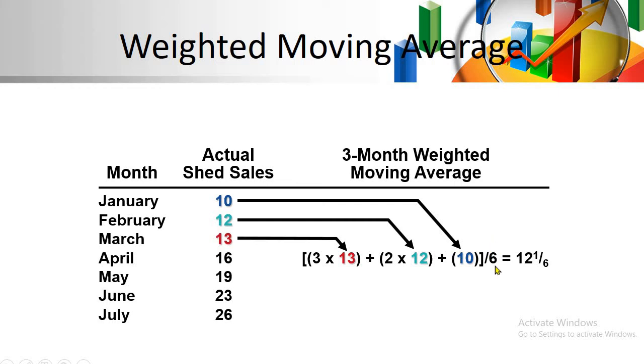Why do we divide it by 6? Because you have a weighted constant here. So you get a value. That value is now considered as the forecasted value for April.